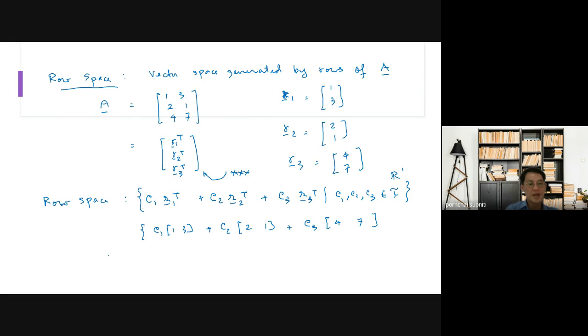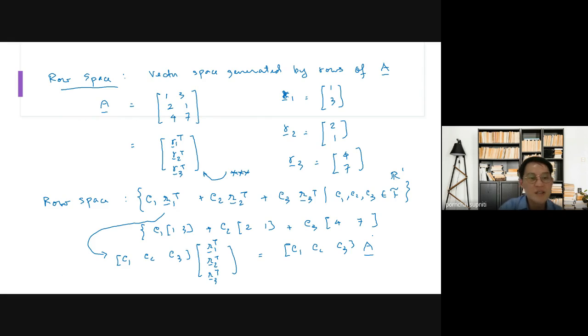Equivalently, you can write it as C1, C2, and C3 multiplied with R1 transpose, R2 transpose, and R3 transpose. So this whole thing can be written like this, which is equal to C1, C2, C3 multiplied with the matrix. So the formal definition for the row space will be similar to the column space.